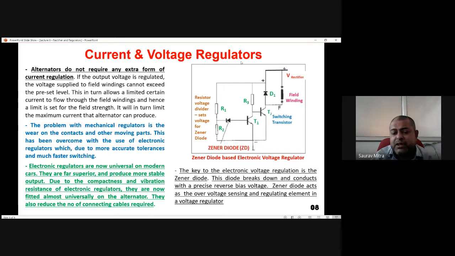Current and voltage regulator is the name of the slide. What we are finding is alternators do not require any extra form of current regulation. Alternators are mainly for voltage regulation, so they don't require any kind of current regulation. If the output voltage of the alternator is regulated, the voltage supplied to the field winding cannot exceed the preset level. So if we can totally control the output voltage of the alternator, that will actually control the output voltage of the rectifier to exactly 14.2 volt.